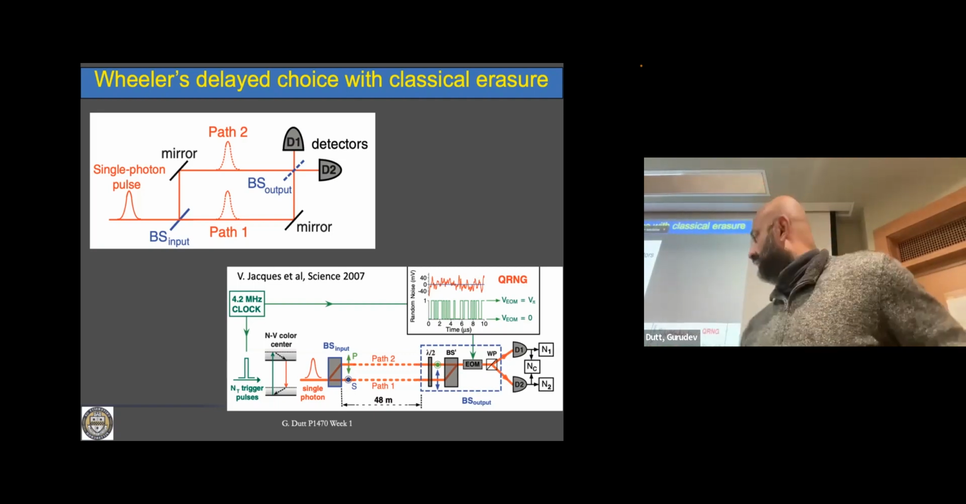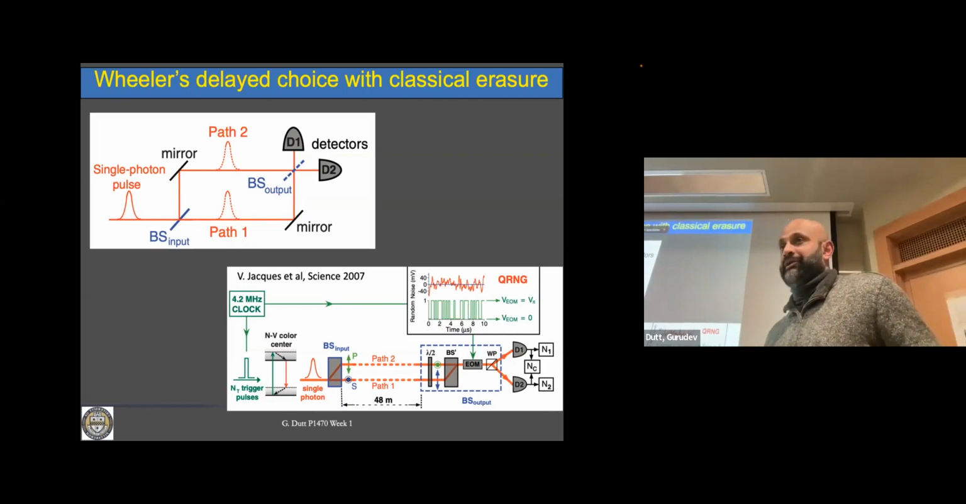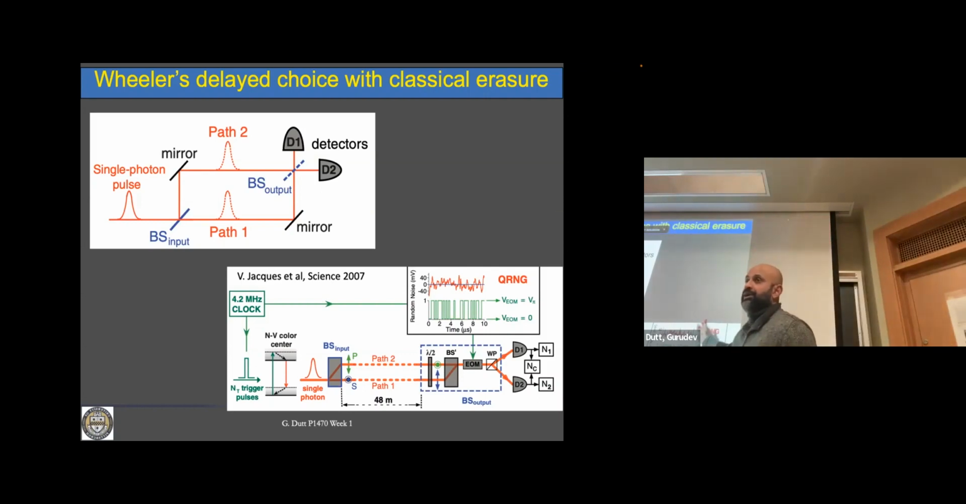So 48 meters, you can convert that to how many nanoseconds that is. And you see that if you can do it fast enough, which you are able to do with modern electronic communications, they were doing it with random numbers so that nobody could tell when the beam splitter is moved in and out. So the question was, would you see interference if you randomly decide to put the beam splitter in or randomly decide to take it out, and you do this well after the photon has already hit the beam splitter?